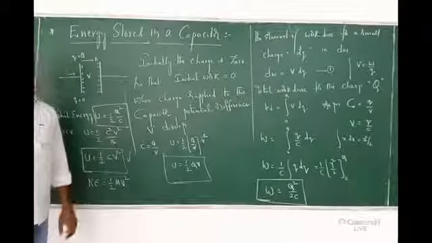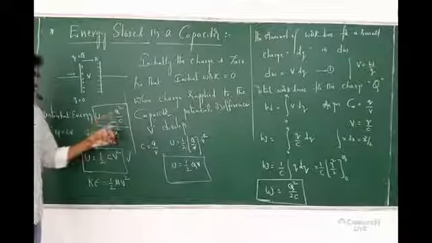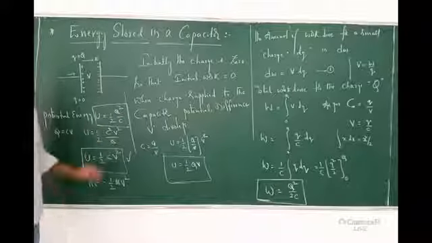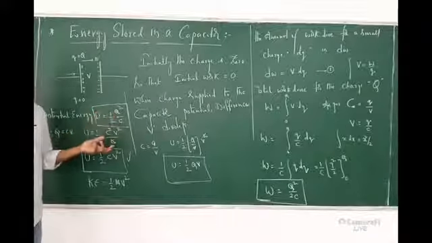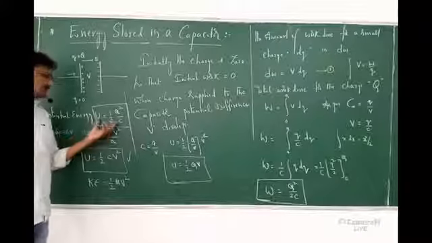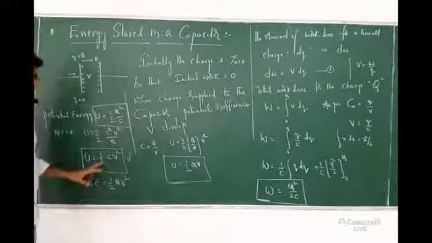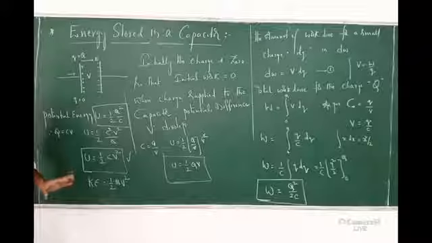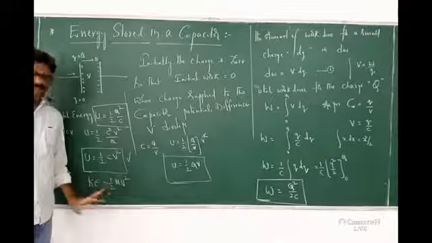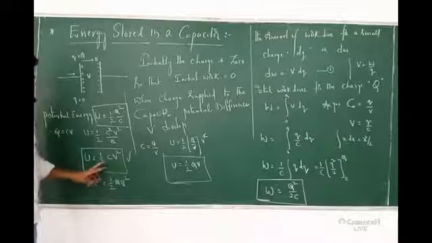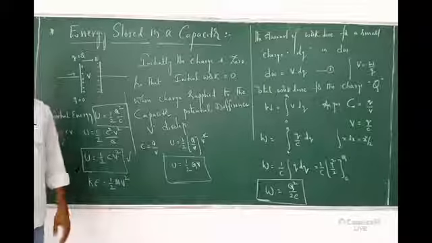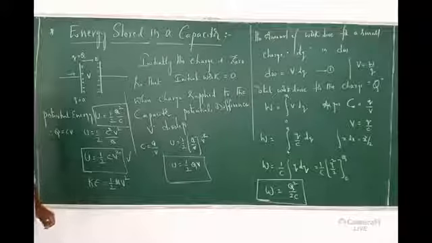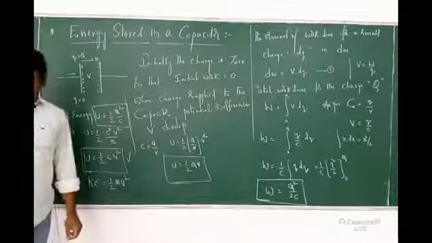Now why not these two? These two depend upon the variable Q, because Q is not a constant. Every time it goes on increasing, so we cannot use these formulas. All three are related to potential energy only, but the standard formula for all exams is half CV square, where C is capacitance and V is potential. Okay students, hope you understand. This is the derivation of energy stored in a capacitor.